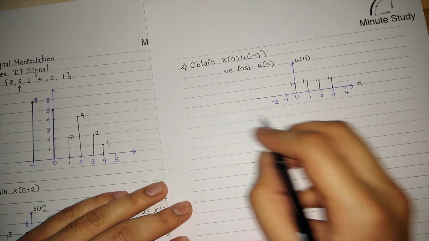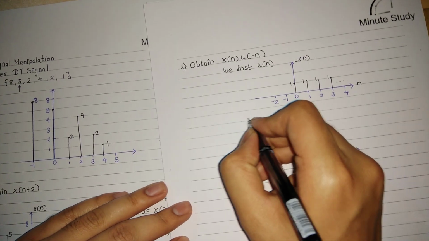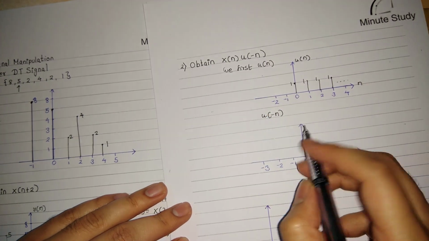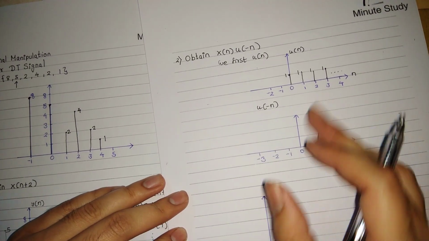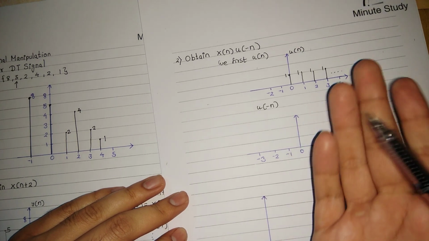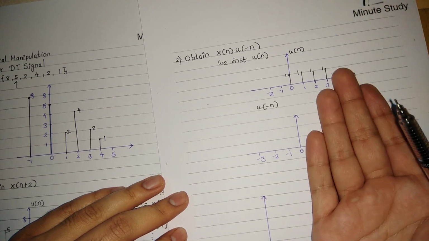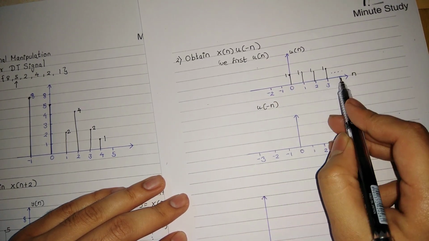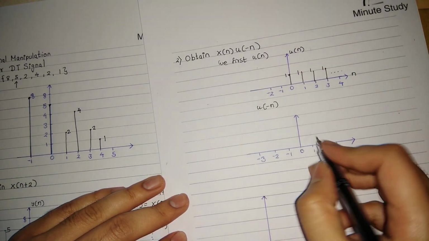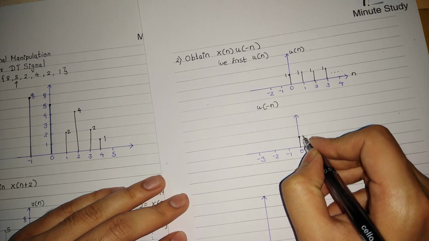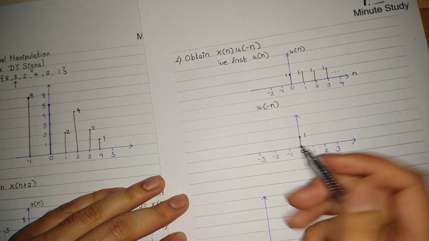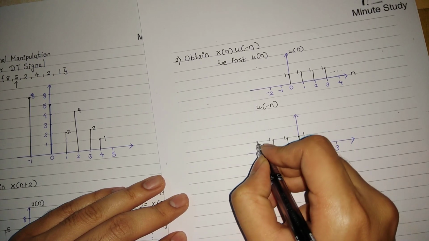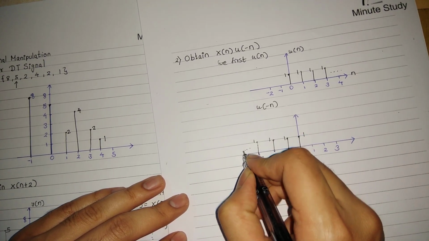Now let's find u of minus n, that is the folded signal of u of n. Guys, we know in a folded signal the origin remains as it is, and we take the right side on the left and the left on the right side. So basically the entire right side will be folded on the left side. The origin stays as it is, and the right side goes to the left side. So basically this will be 1, similarly 1, 1, 1, and so on.